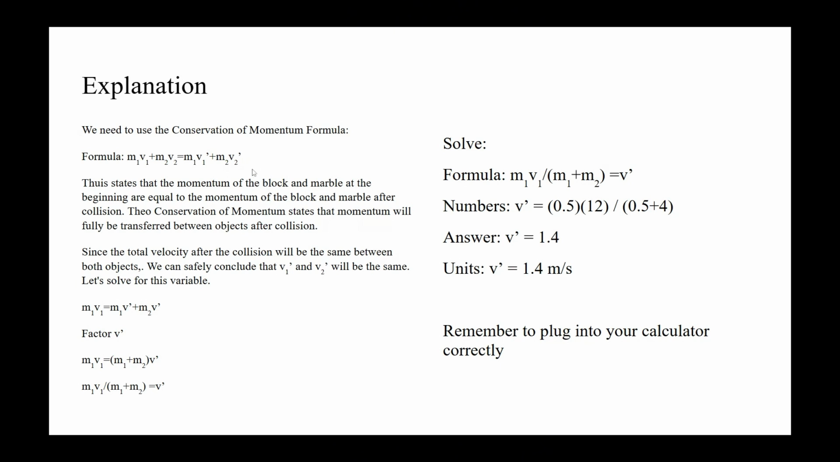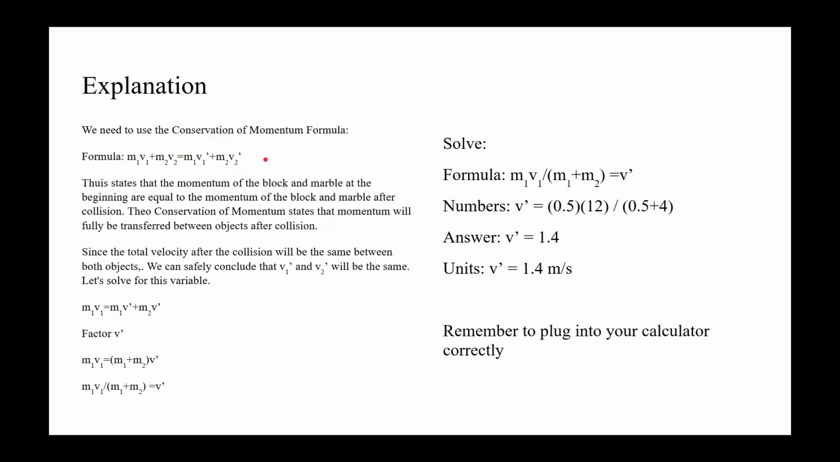So you can think of this like velocity naught and then the new velocity. So initial velocity, new velocity. This is how you can think of this, just to clarify. So this formula states that the momentum of the block and the marble at the beginning, before they collided, is equivalent to the momentum of the block and the marble after the collision. So through this formula, we can conclude that the velocity of the block and the marble in this portion of the equation will be the same because they are connected.